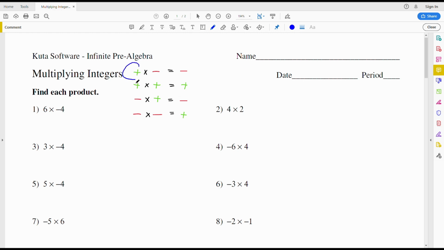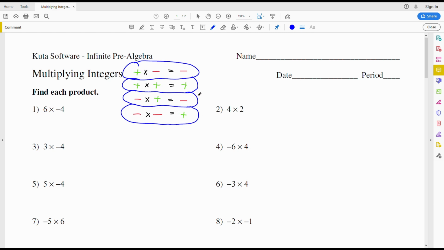A positive times a negative, opposite signs, is going to result in a negative. Positive times a positive, same signs, is going to be a positive. Negative times a positive, opposite signs, is a negative. And negative times a negative, that's same signs, because a negative is the same as a negative, so that's a positive.